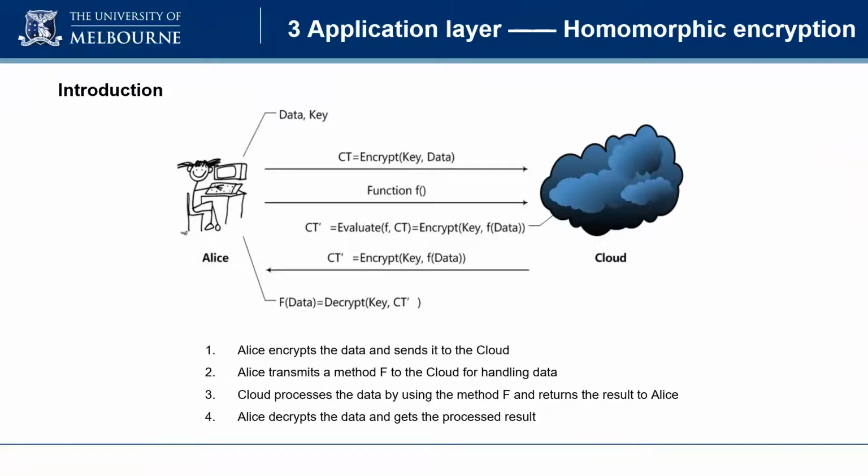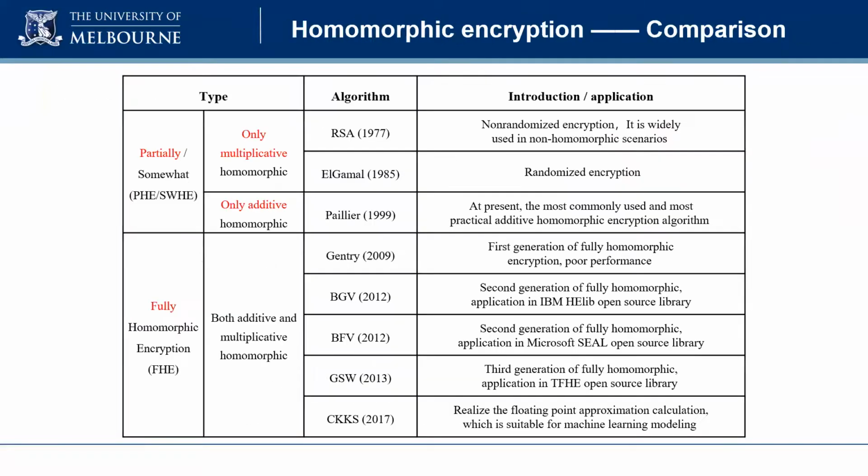First, Alice encrypts the data and sends it to the cloud. Second, Alice transmits a method to the cloud for handling the data. Third, the cloud processes the data by using the method and then returns the result to Alice. Finally, Alice decrypts the data and gets a processed result. This method effectively protects the privacy of data, so users can safely handle sensitive information through cloud services.